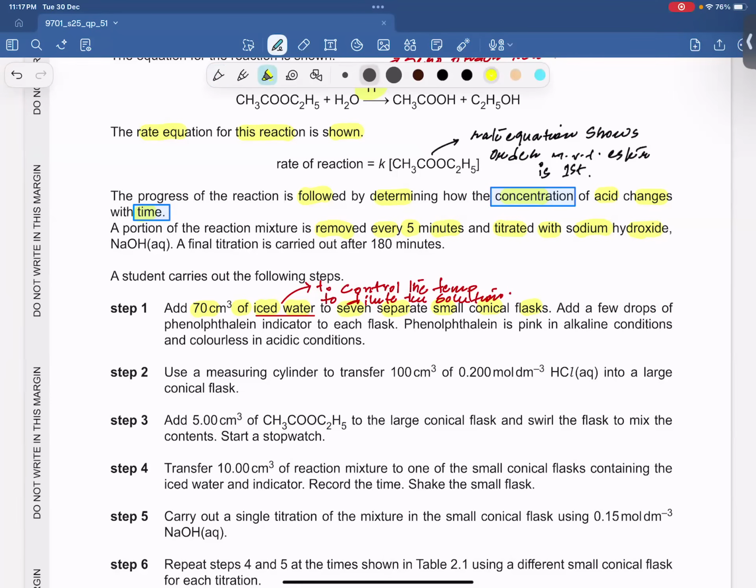Add few drops of naphthalene indicator to each flask. Naphthalene is pink in alkaline condition and colorless in acidic condition. Okay.